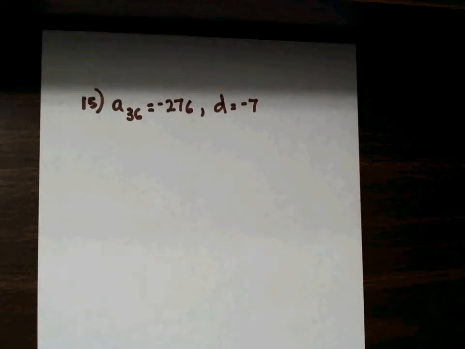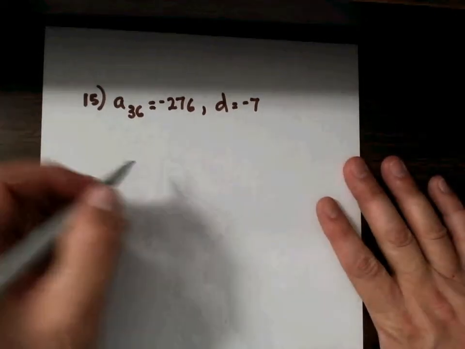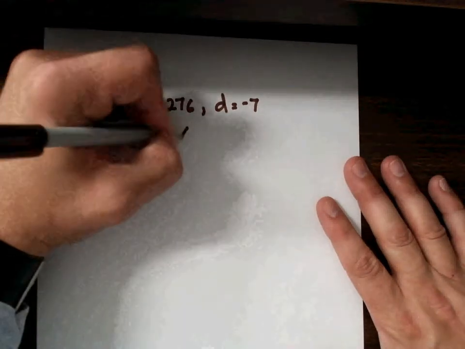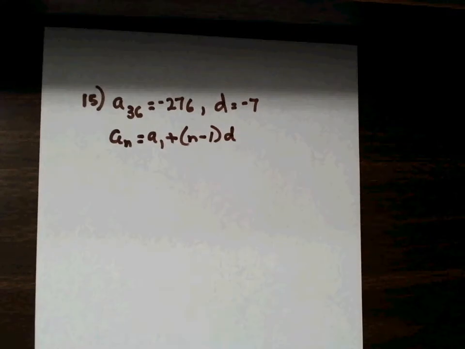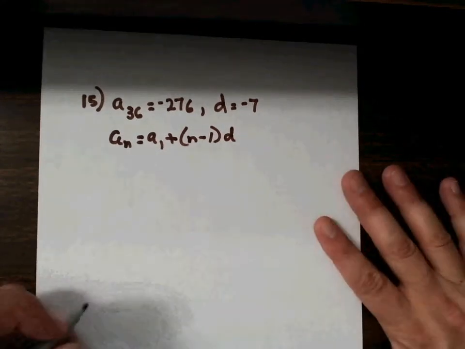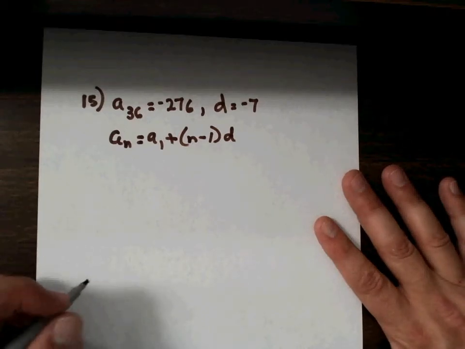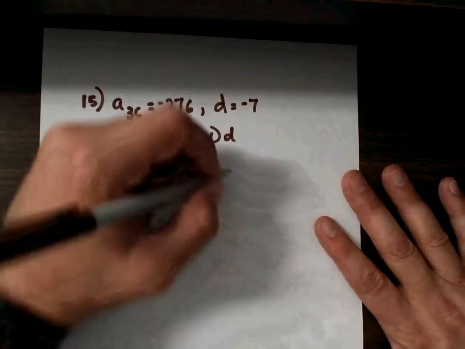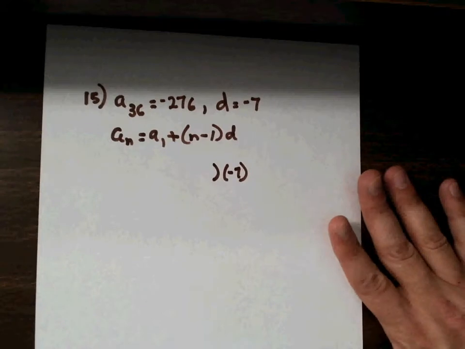Okay? So now it says for me to write the equation. So this is the explicit equation form. We're going to plug in what we know. We know what d is, right? Negative 7, no problem there. I'm going to put parentheses around it so you know it's not subtracting the 7.